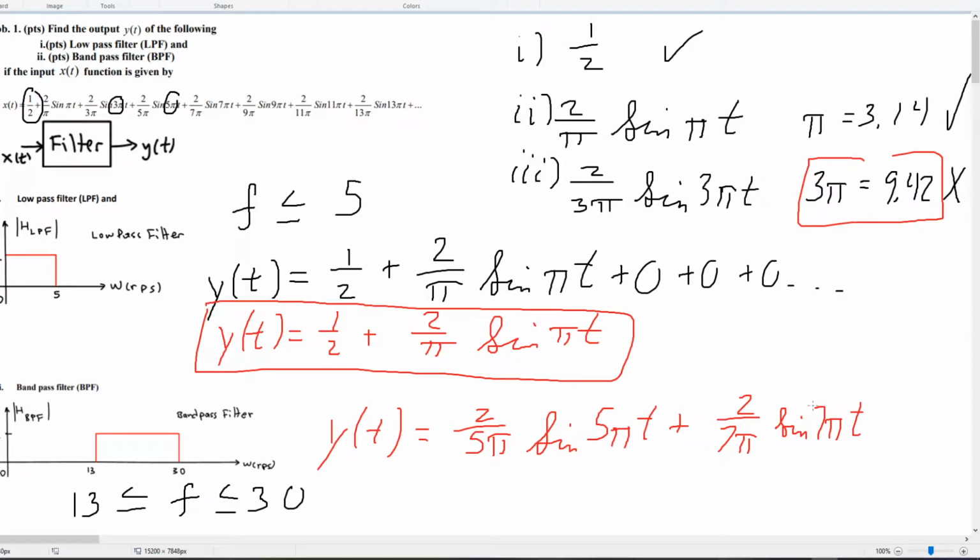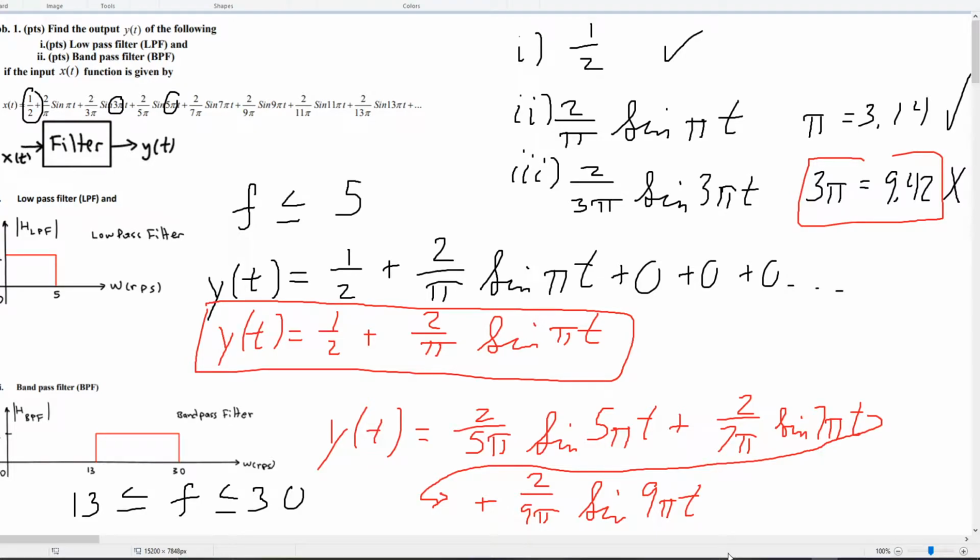Alright, and then we go on to the next one, 9 pi. 9 pi is 28.27, and 28.27 is greater than 13 and also less than 30. You also got to remember that the 30 is over here, so it's going to be greater than 13 and less than 30. So I'm just gonna write this over here, plus 2 over 9 pi sine 9 pi t, and then we're going to check the next value.